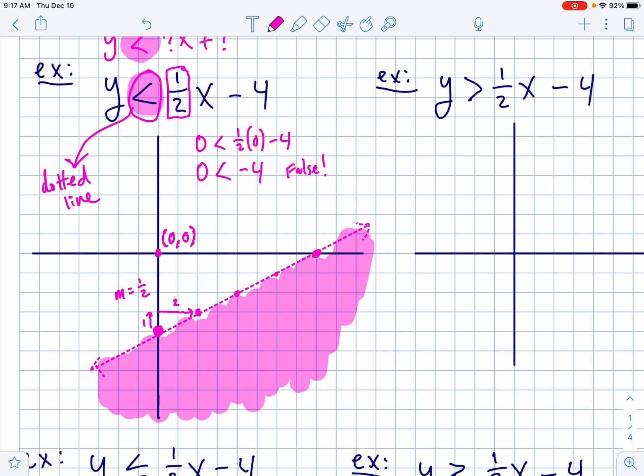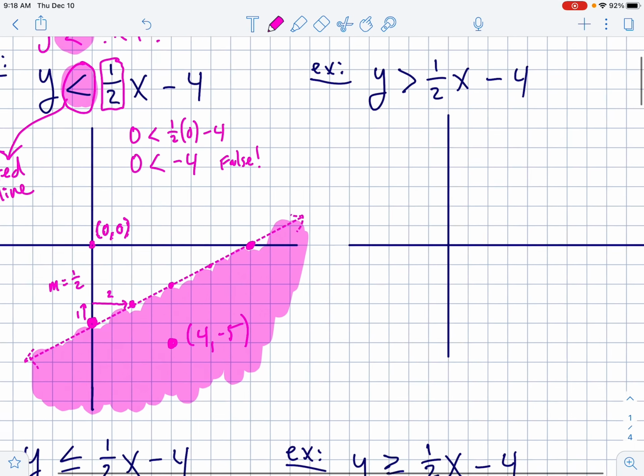But if it's ever confusing to you about what underneath means, just pick a point and test it. Remember, any point that's down here, like if I choose this point, 4, -5, that should work in the original inequality. It'll give you a true inequality. Any point that's in that shaded zone.